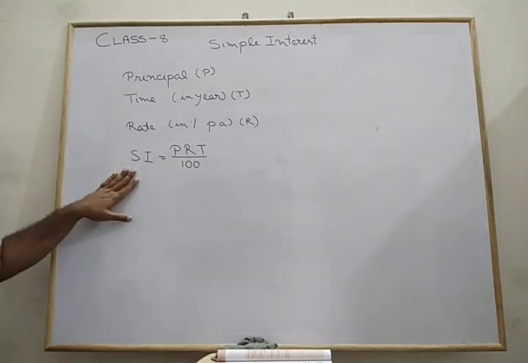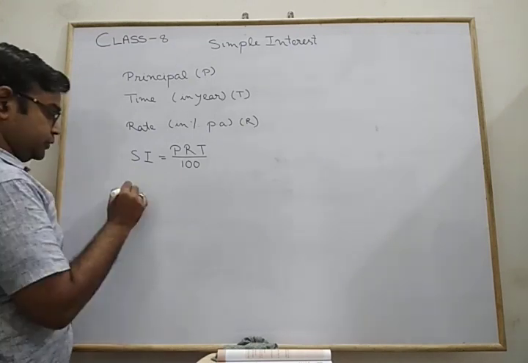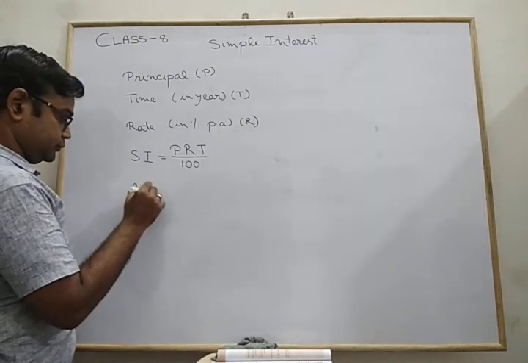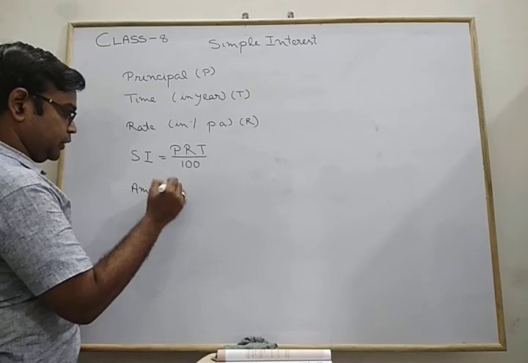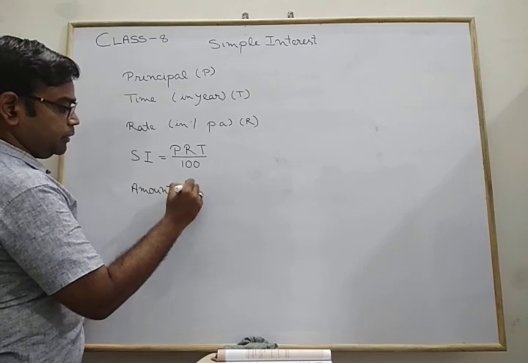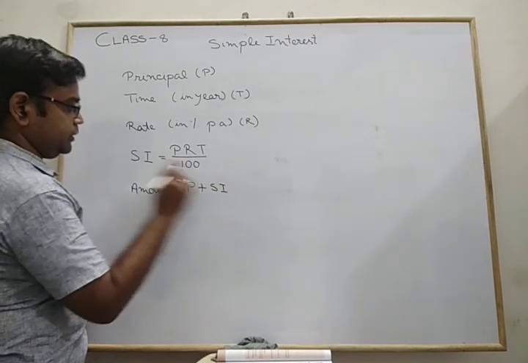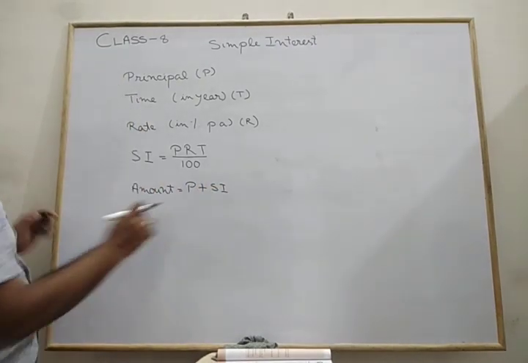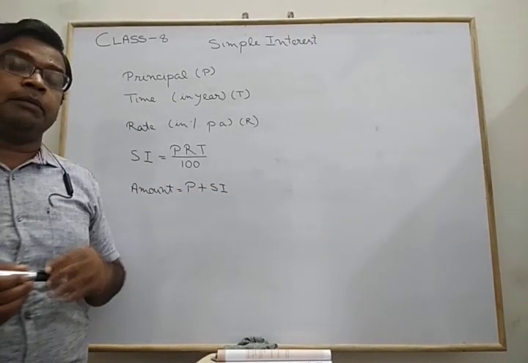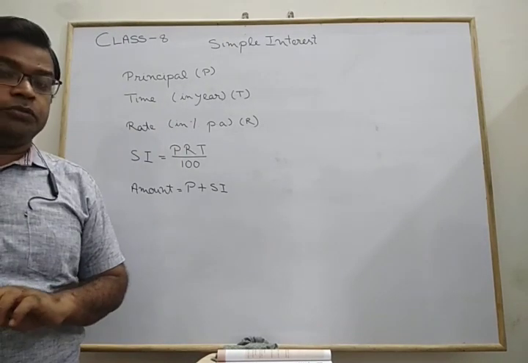Then after SI, we have a new word, amount. This amount is nothing but your principal P plus the simple interest SI. The sum of these two is known as your amount, meaning the amount returned back to you.